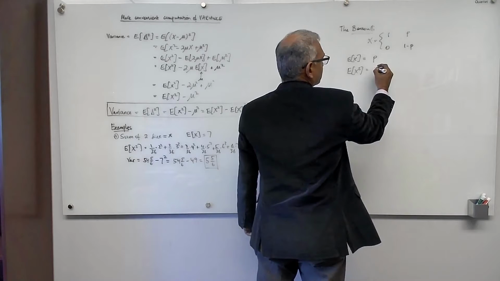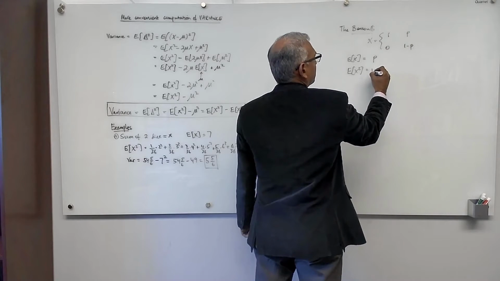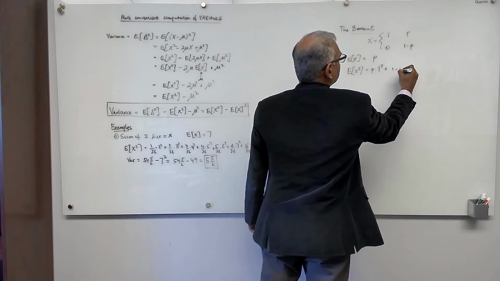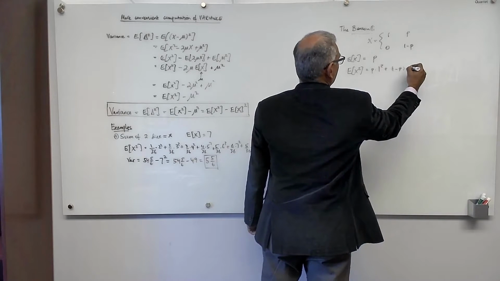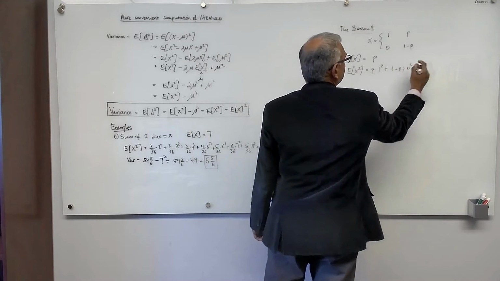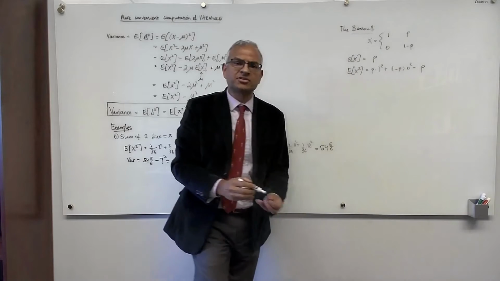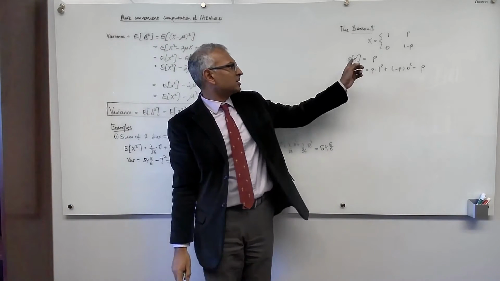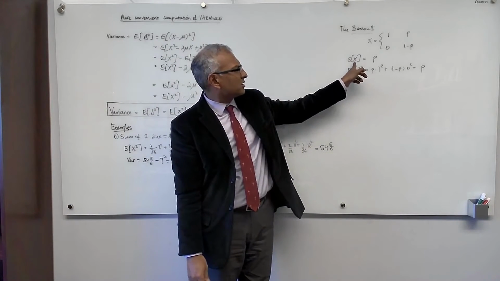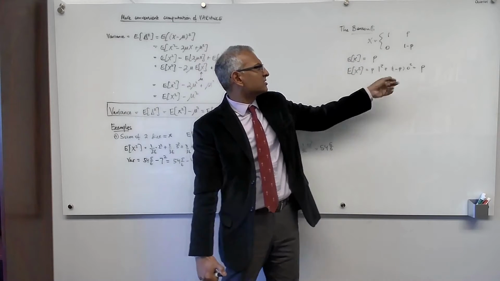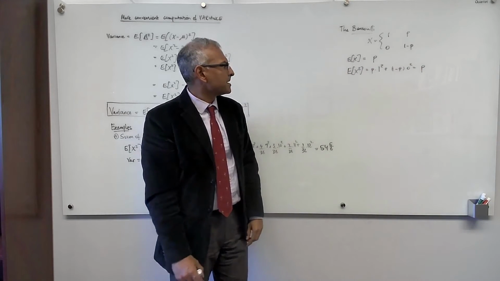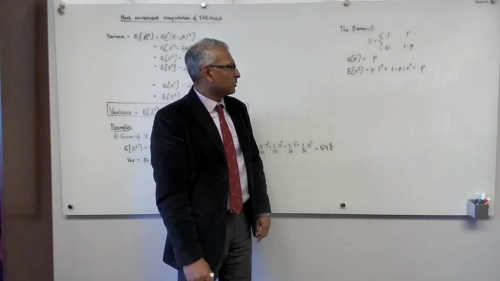Okay, so this is p times 1 squared plus 1 minus p times 0 squared, which is p times 1. 0 gives you 0, so that's p. Interesting. So for the Bernoulli, the expected value of the square and the expected value of the random variable itself are the same, p and p. Okay. And so what do we get for the variance?